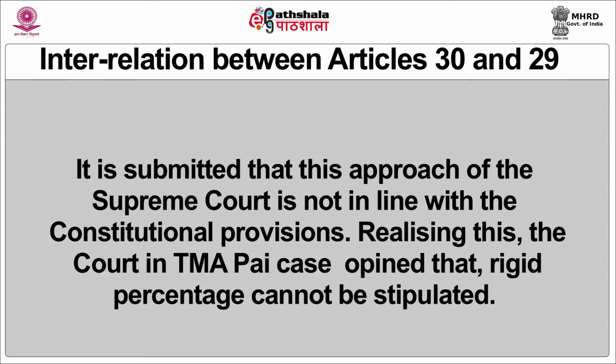Realizing this, the court in TMA Pai case opined that rigid percentage cannot be stipulated. The court was of the opinion that the authorities can stipulate reasonable percentage in accordance to the type of the institution, population and educational needs of the minorities. Basically, courts have attempted to strike a balance between these two articles when confronted with the question of interrelationship.